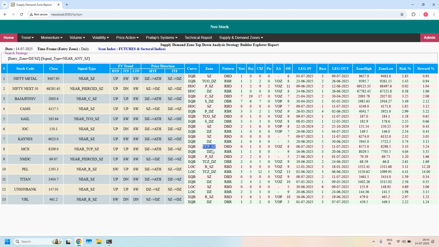MCX is having a daily high liquidity supply zone. PEL is having a daily high liquidity supply zone. And VBL is having a daily high liquidity supply zone. So in total, we identified 4 daily high liquidity supply zones from this list.